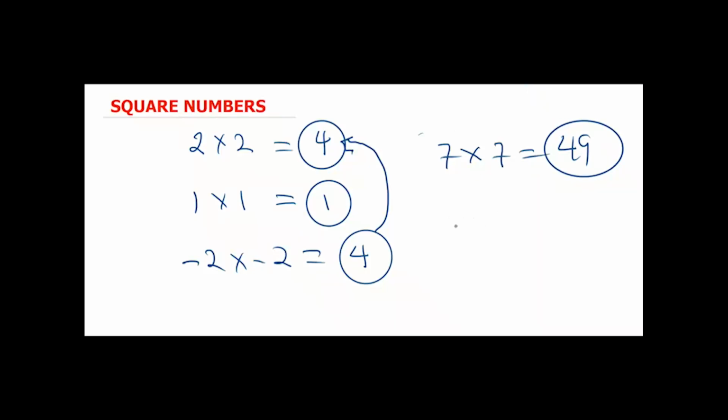Okay, so just take any integer and multiply it by itself. The result is a square number. So the next one will be cube numbers. Cube numbers, you can get a cube number by multiplying the number 3 times.